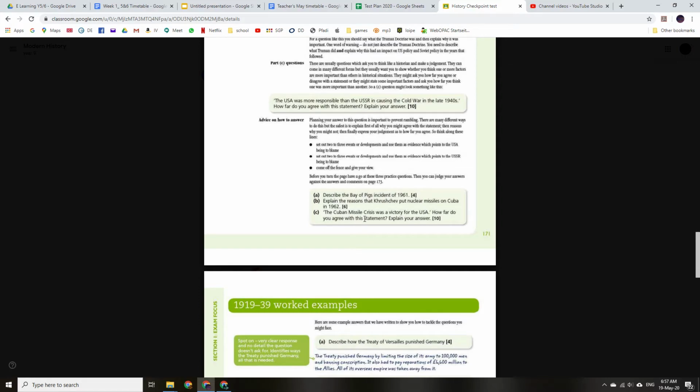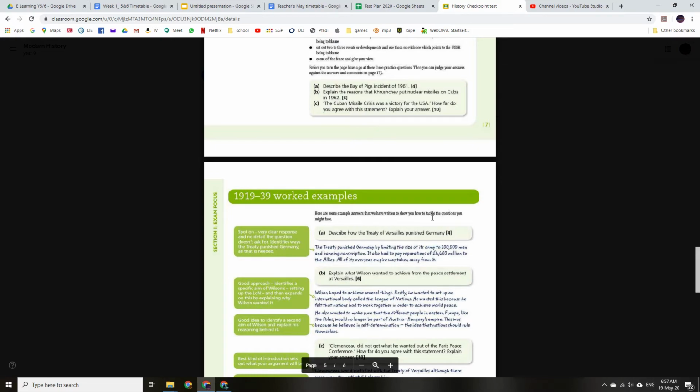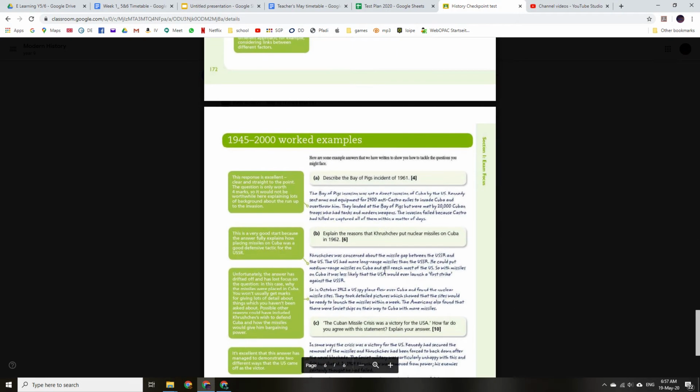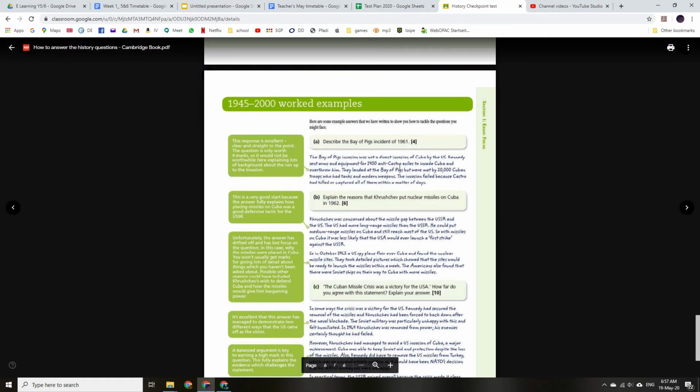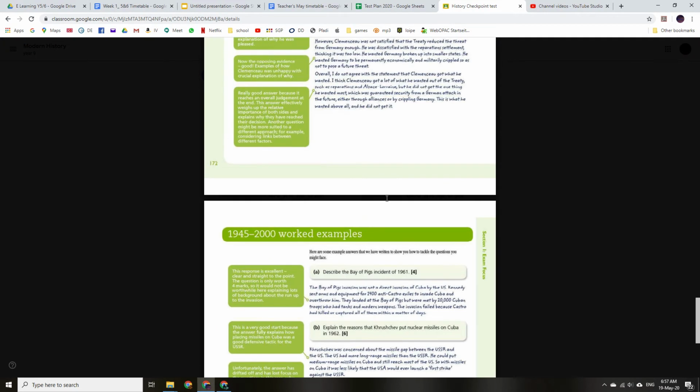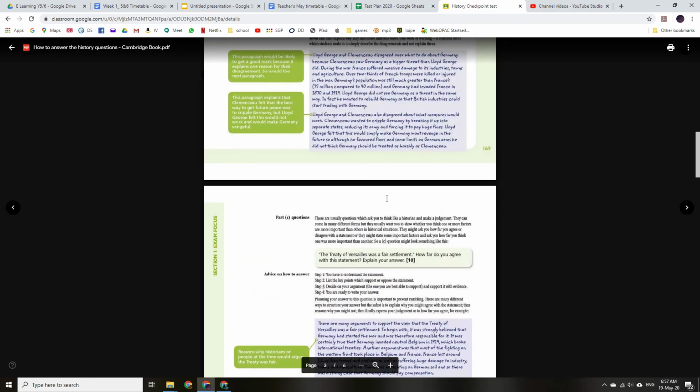Here's another example. Here's more examples. Chapter 1. Bay of Pigs, Khrushchev, Cuba. So this is chapter 5. So please take a look at that. You can look at that in your book. You don't have to look here.